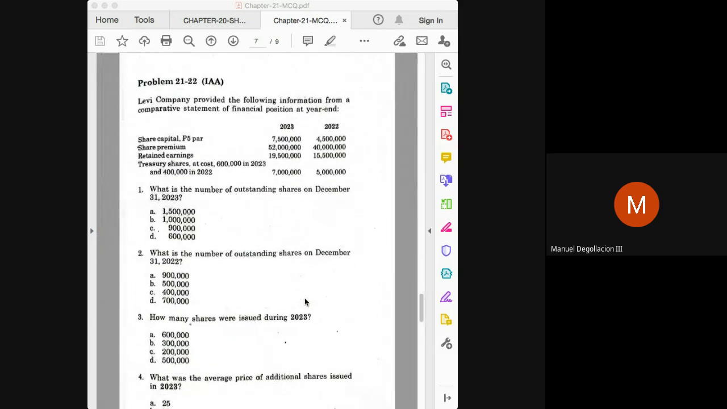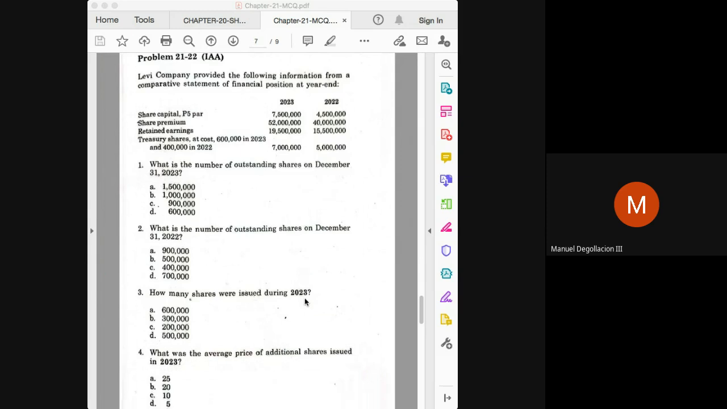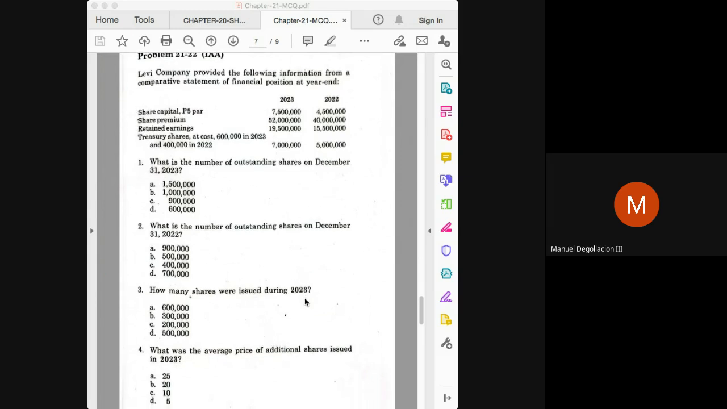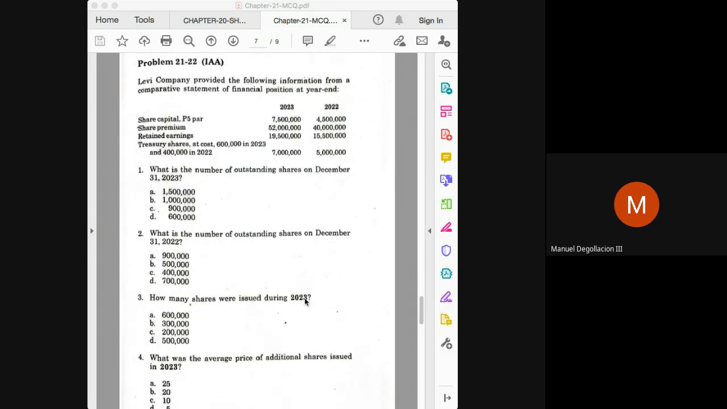Okay, let's have problem 21-22. Levi Company provided the following information from a comparative statement of financial position at year end. What is the number of outstanding shares, shares issued, and average price of additional shares issued in 2023? Okay. So let's answer number two first, since it's in 2022.